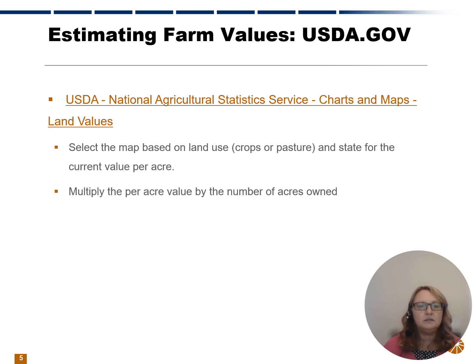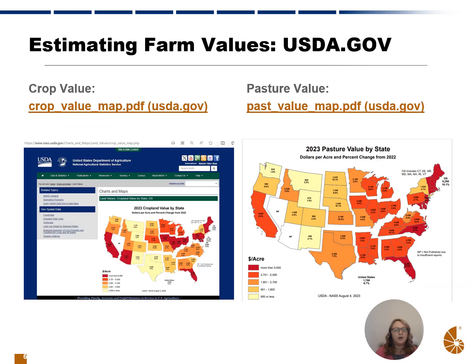So inside this website, there are two options. You can select the crop value, and this is what you're going to find for basically a map of the United States, and it'll give you amount per acre based on the different states, or if it's pasture that they are looking for the value for. So whether they're growing crops such as corn, soybeans, that type of thing, or they have cattle, hogs, alpacas, whatever the case may be, then you would use the pasture value.